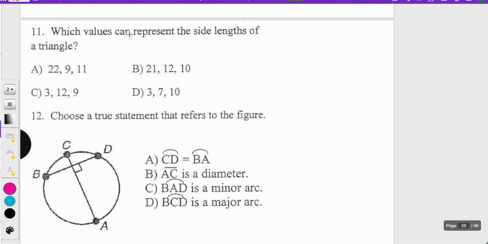Which values can represent the side lengths of a triangle? That just means we're adding the two lowest amounts and it should be greater than the third amount.